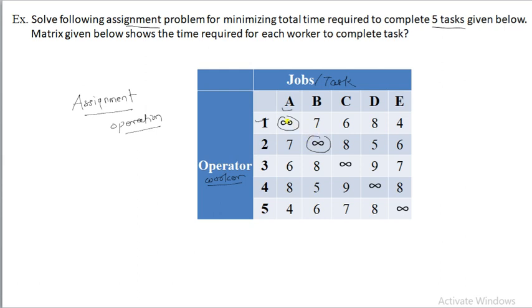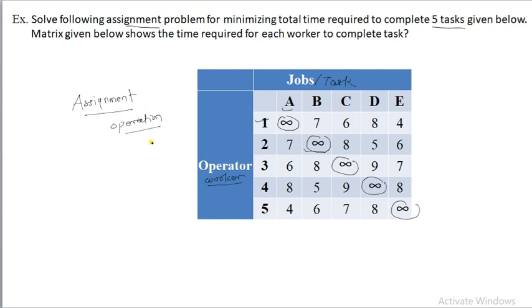It is not required that the restriction should be diagonal. It can be anywhere, and it is not required that every job should have a restriction. It can be only one restriction, or a restriction at each worker, or at each row. It depends upon the type of the problem. Here each worker has one restriction: the first worker cannot do job A, the second worker cannot do job B, the third worker cannot do job C, the fourth worker cannot do job D, and the fifth worker cannot do job E. These are the restrictions for the worker or operator to perform the task or job.